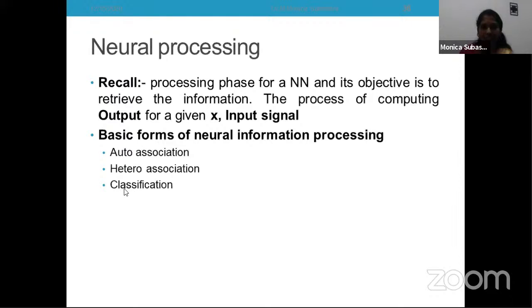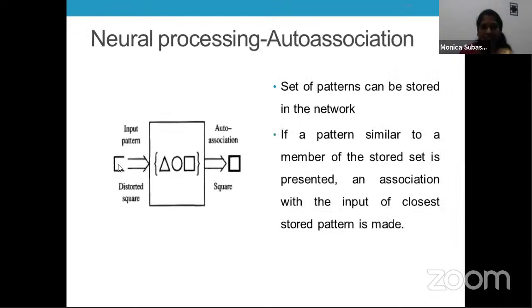A given input pattern, say a square, is available. It is fed into a neural network, and if you check the database, we have already saved a few patterns. This is a must. During the training process, we would have saved the information in the database. Now the received input pattern will be compared with the existing database, and it will be associated with the most similar pattern. If a pattern similar to a member of the stored set is presented, an association will occur with the input. So the closest pattern would be declared as the winner.